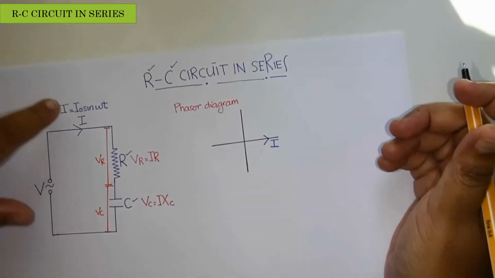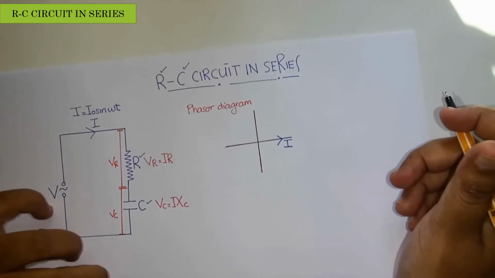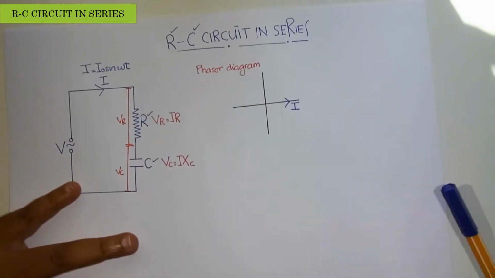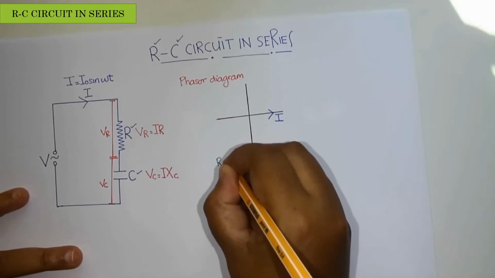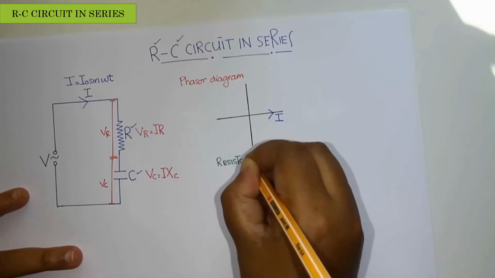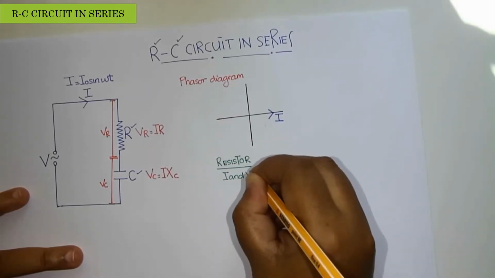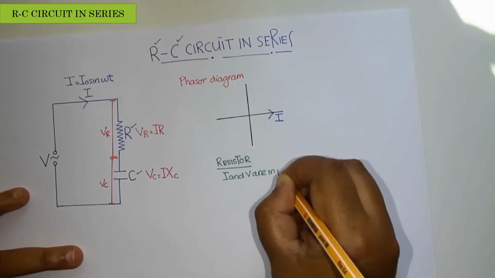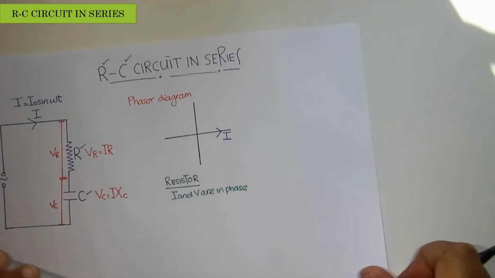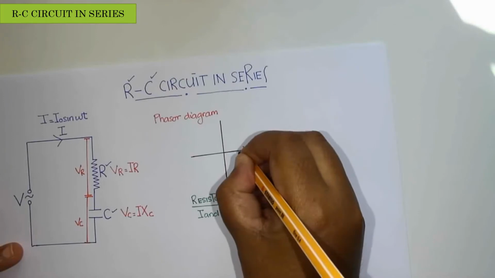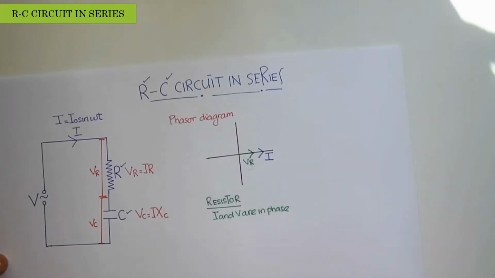When current flows in the resistor, what happens? We know from the concept, so I'm going to divide here for the resistor. In a resistor, current and voltage are in phase. From our studies, we know current and voltage are in phase. So I draw a phasor for the voltage, which is VR, because they are in phase.